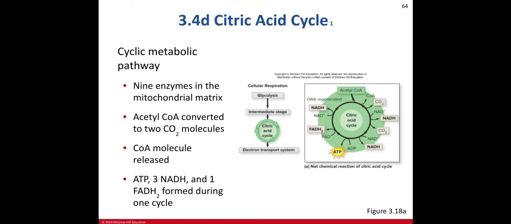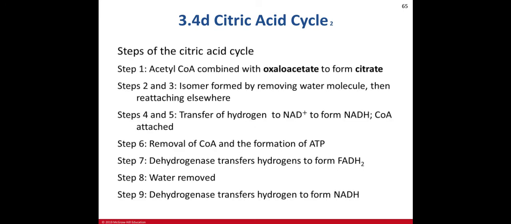The citric acid cycle is going to have 9 enzymes. You don't need to know which ones they are exactly. You're going to take acetyl-CoA and break it apart to release 2 CO2 molecules and a coenzyme A. And from it, you're going to make ATP, 3 NADH, and 1 FADH2 in one cycle of this citric acid cycle.